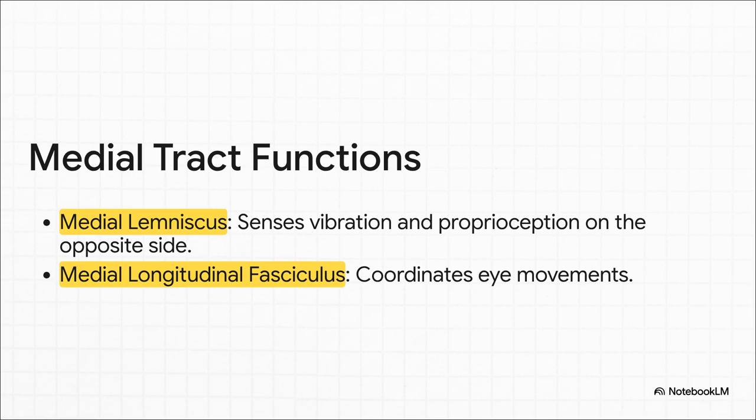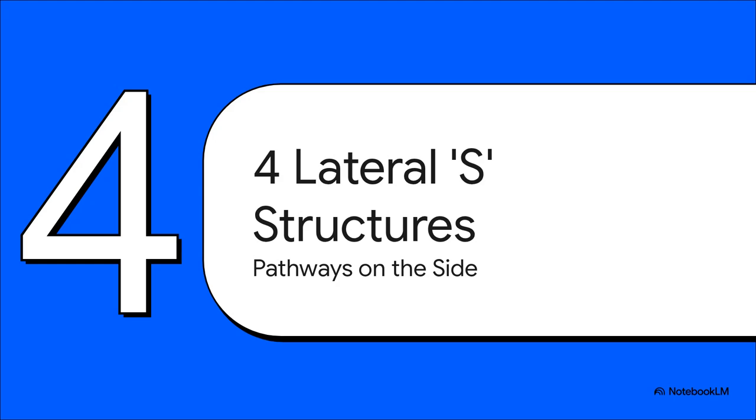Then you've got the medial longitudinal fasciculus, or the MLF. Think of this as the delicate wiring that makes sure both of your eyes move together, perfectly in sync. So now that we've got the medial structures down, let's shift our focus to their lateral counterparts, the 4 S structures, for those pathways running down the side.